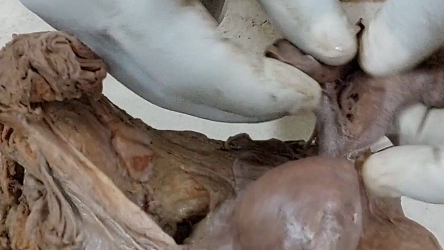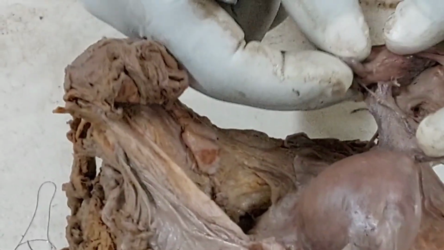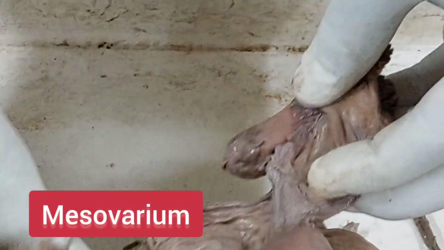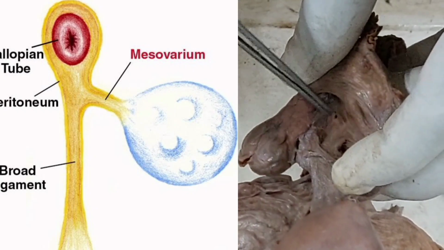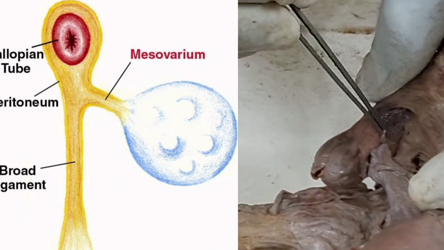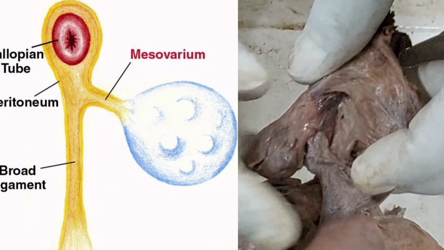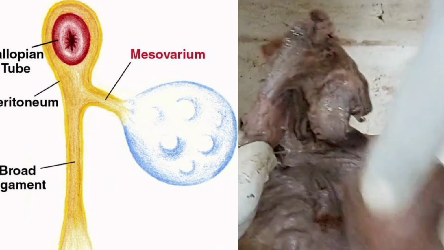And another important part of the broad ligament is the mesovarium. That means this peritoneal fold from the posterior layer of peritoneal fold extends up to the anterior border of the ovary. That part is called the mesovarium.